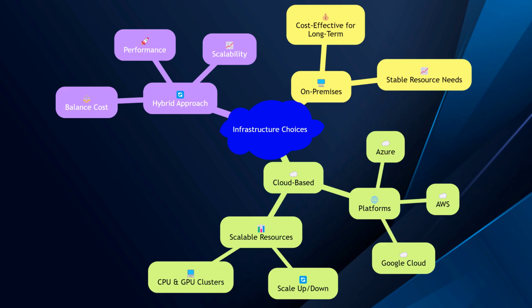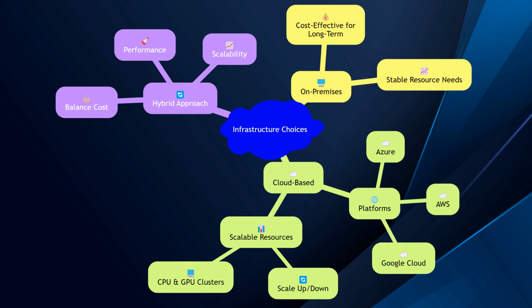Choosing the right infrastructure is a crucial step in environment configuration. Depending on the job's requirements, you might opt for on-premises servers, cloud-based solutions, or a hybrid approach. Cloud platforms like Azure, AWS, and Google Cloud offer scalable resources that can be tailored to your needs.